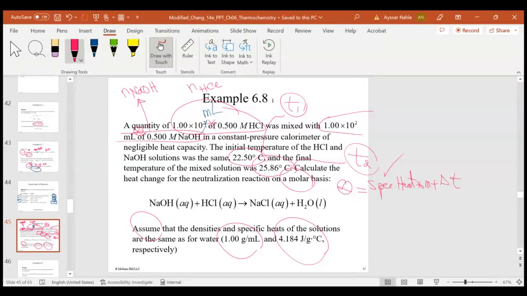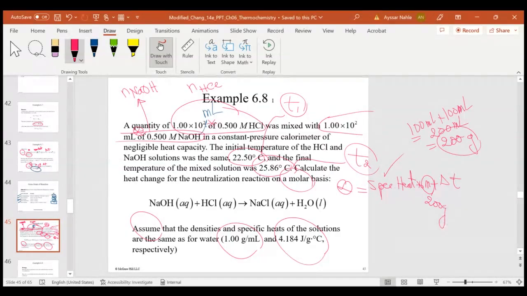Yes? And what about the mass in here? How much will be the mass? This will be 100 milliliters plus 100 milliliters. And this will be equal to 200 milliliters, which means it is equal to how much? 200 what? Grams. Because density is equal to 1. Now I know that the mass is 200 grams.